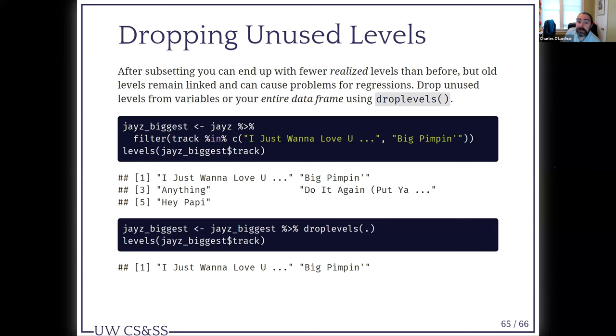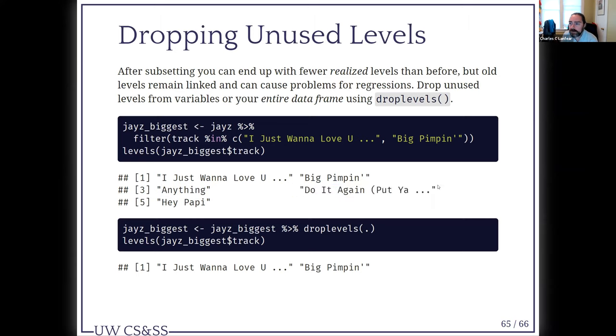Sometimes after subsetting your data, you're going to end up with extra factor levels in your data you don't want. So for instance, I could say, take my Jay-Z data and then filter track to only be the songs I Just Want to Love You and Big Pimpin'. Even though those are the only two songs in my data now, if I get the levels of the track factor, the levels of the songs I removed are still there.